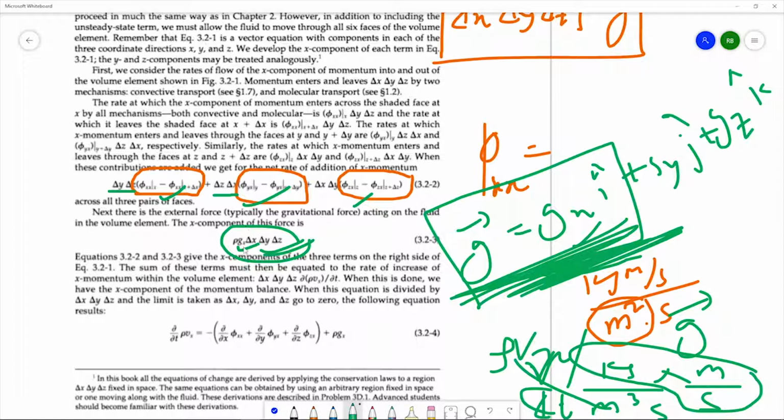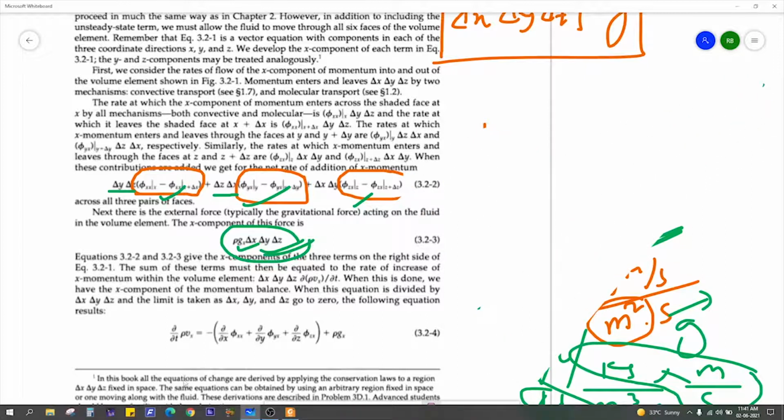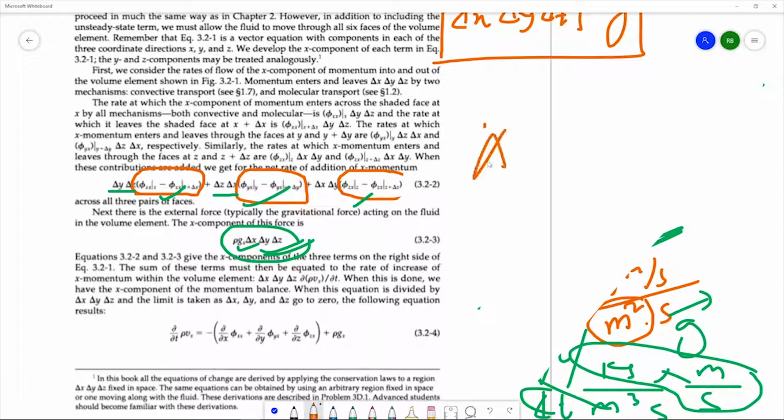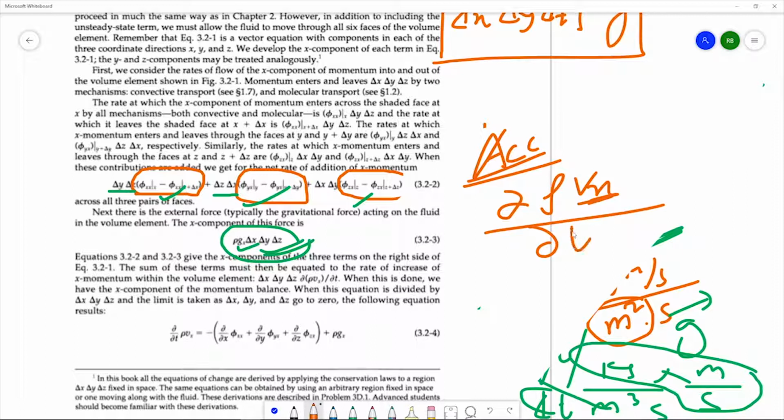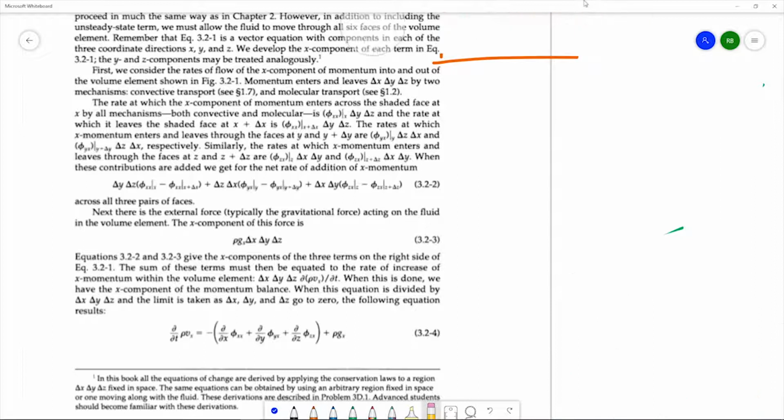So the accumulation term, what will be the accumulation term? The accumulation term will be del rho Vx by del t. We are doing only in x direction, so we have to consider Vx. And you have to multiply with the volume, delta x, delta y, delta z, right? Okay, so if you put all these values in the equation, what you'll get?